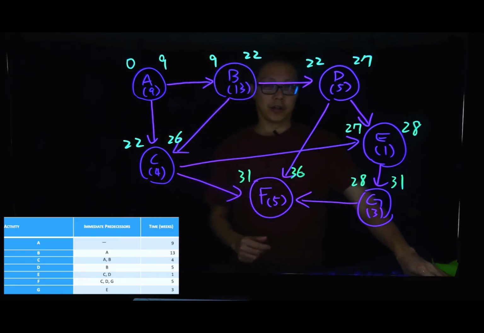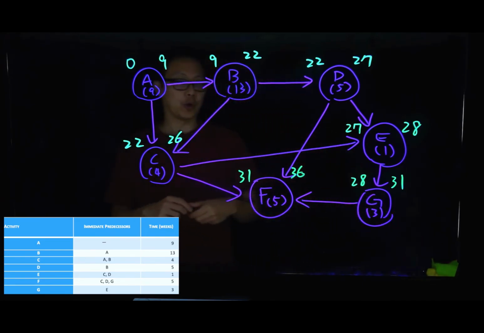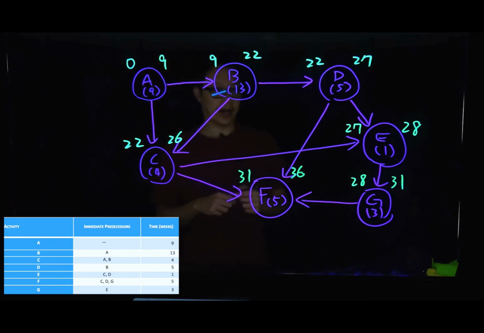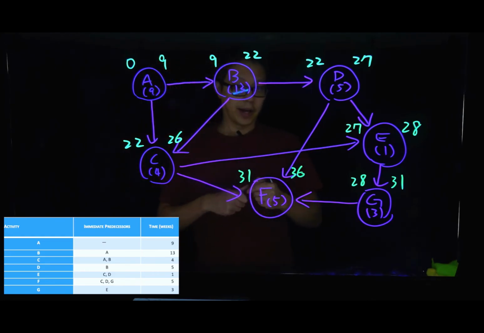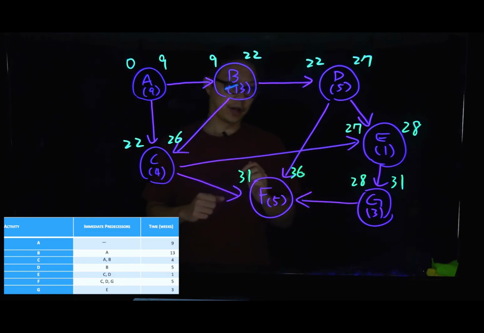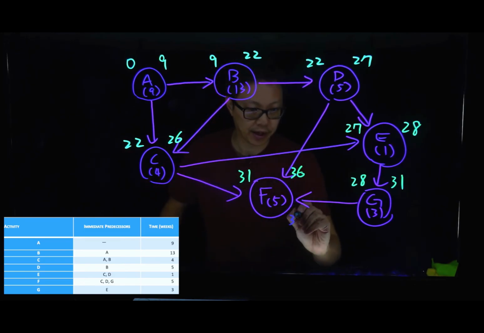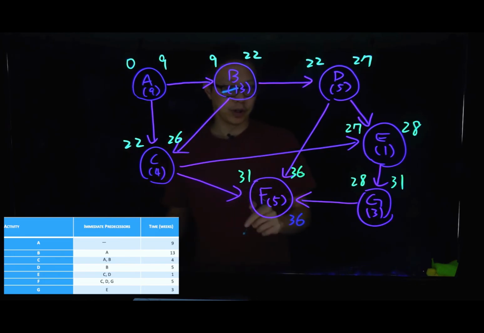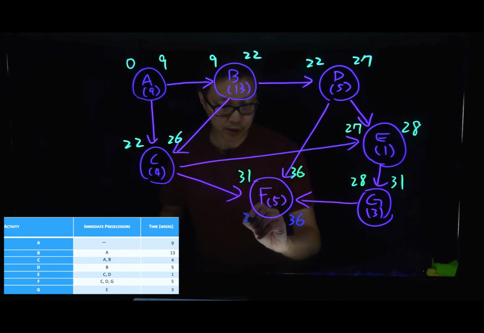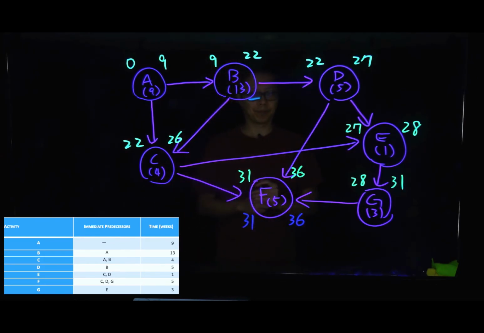Once you figure out the early start time and the early end time, we want to work on the late start time and the late end time. Again, we want to start from the very last node. So we have 36 here, and we backtrack to the late start time. 36 subtract by 5 will be 31. Okay?